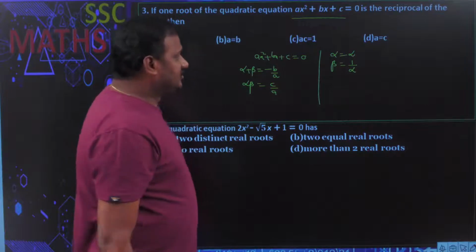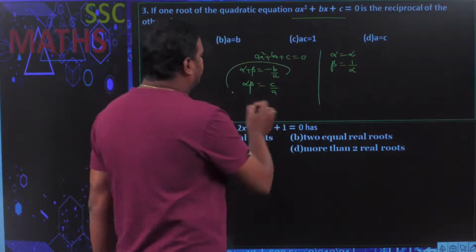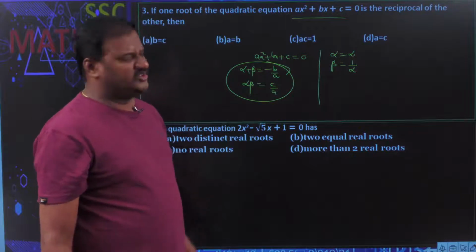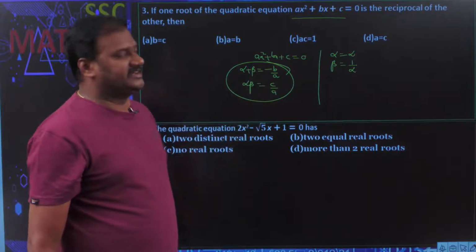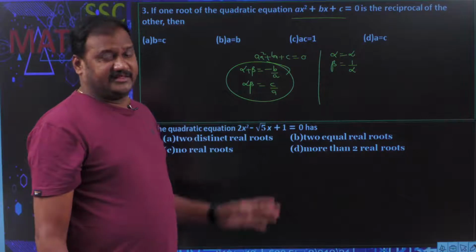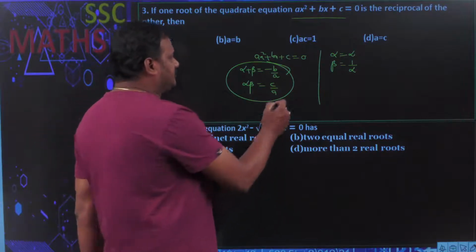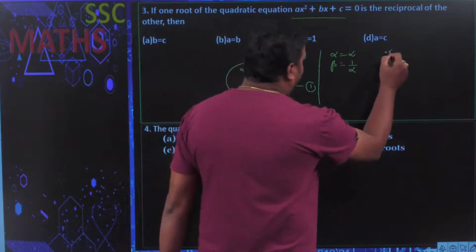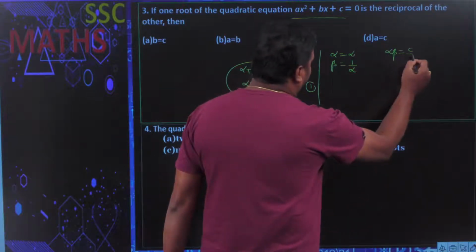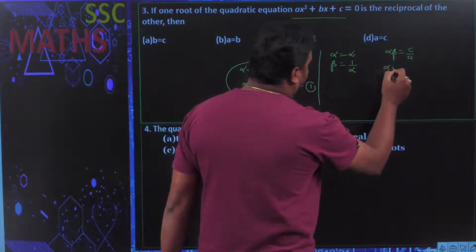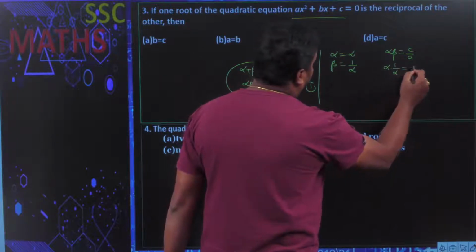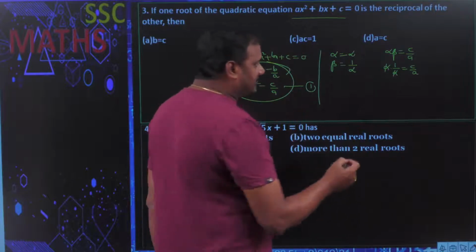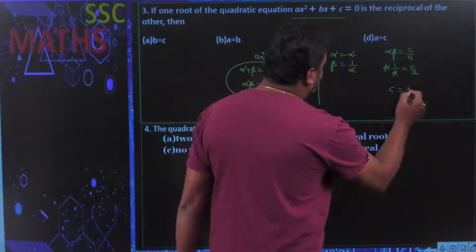Got my point? So now here you have two pieces of information: alpha plus beta equal to minus b by a, and alpha into beta equal to c by a. Choose one of these two in order to get the relation between the coefficients. I am going to choose alpha into beta equal to c by a. Alpha is equal to alpha, beta is equal to 1 by alpha, so 1 by alpha times alpha is equal to c by a. So alpha and alpha get cancelled. Then it is 1 is equal to c by a, therefore c is equal to a.